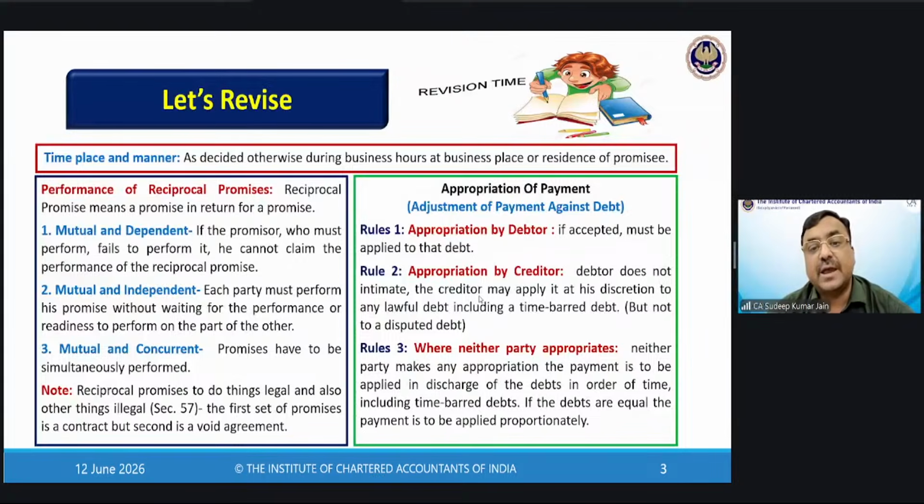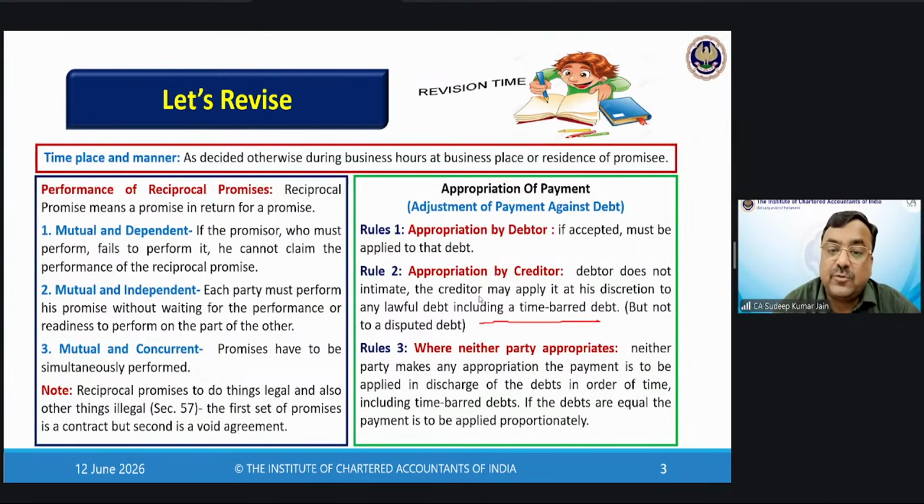Rule 1 says appropriation by the debtor means the debtor, while making the payment, mentioned that the amount should be adjusted against such and such bill. So if the creditor has accepted that payment, the amount should be adjusted according to the debtor. If the debtor says nothing but only sends the payment, the creditor may adjust the payment against any bill, including time barred, but not for disputed debt.